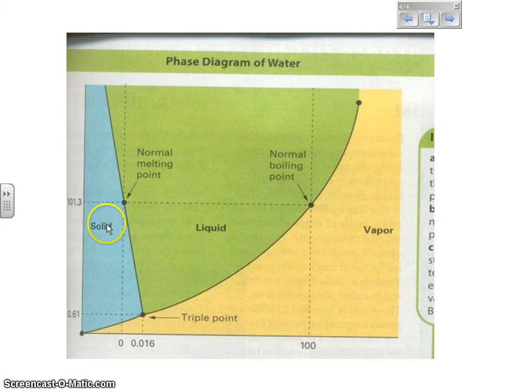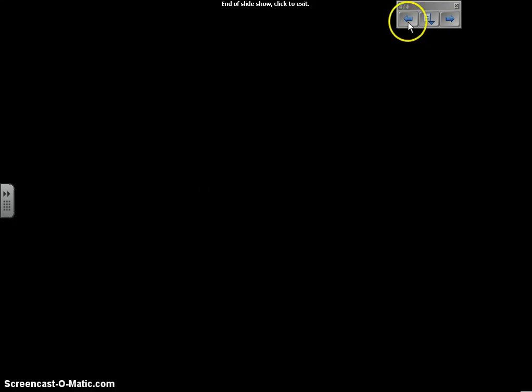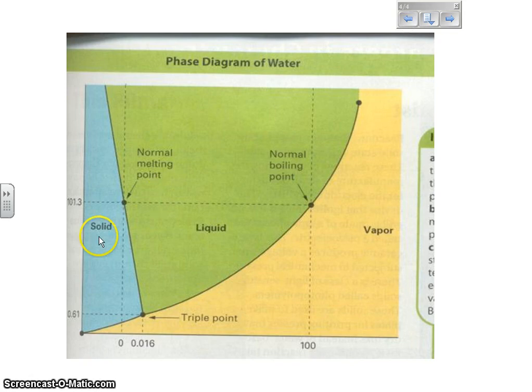Okay, so regular water will go from a solid to a liquid to a vapor, or from a vapor to a liquid to a solid, but with sublimation, that's going from a solid to a vapor, skipping this liquid stage. Okay, all right, and that's all for today.